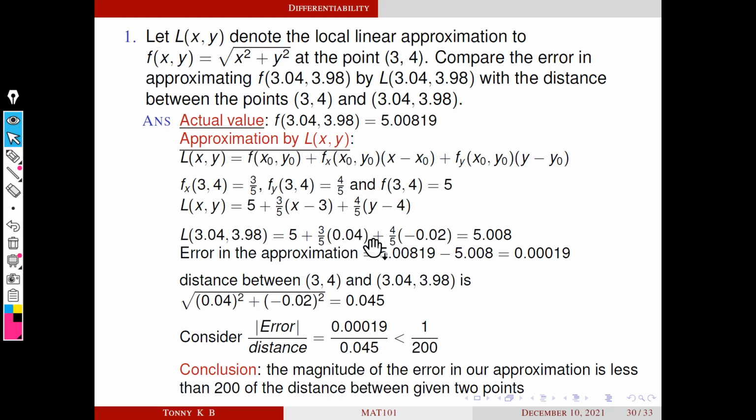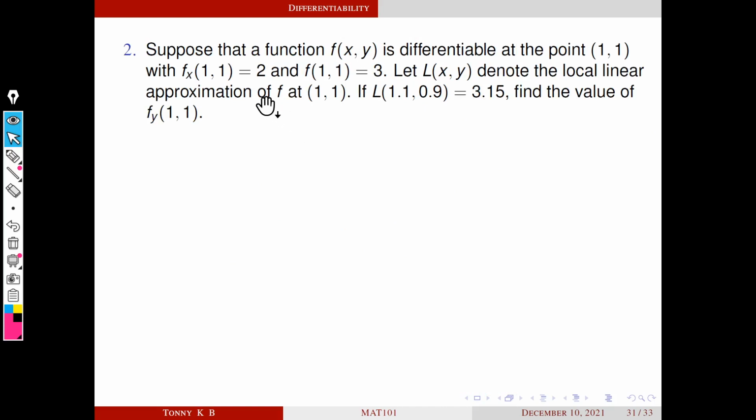Okay, so next problem. Suppose that a function f of x, y is differentiable at the point 1, 1, with the partial derivative with respect to x at 1, 1 is 2 and f of 1, 1 is 3. Let Lxy denote the local linear approximation of f at 1, 1. If L of 1.1 comma 0.9 equals 3.15, find the value of fy of 1, 1.